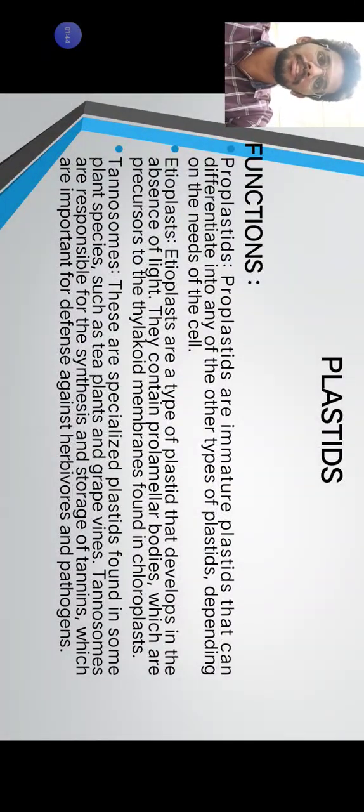Proplastids. Proplastids are immature plastids that can differentiate into any of the other types of plastids depending on the needs of the cell.